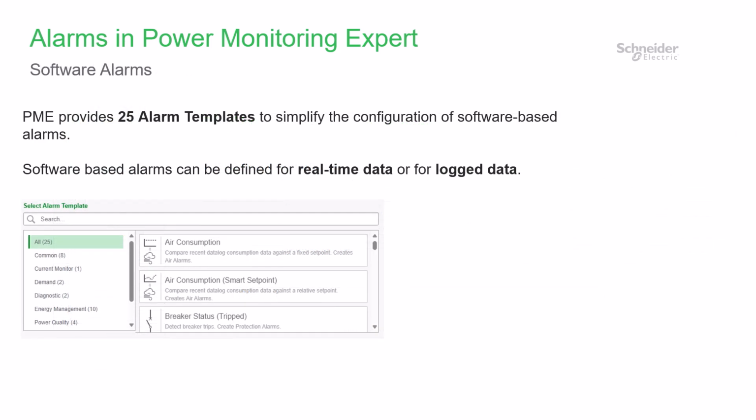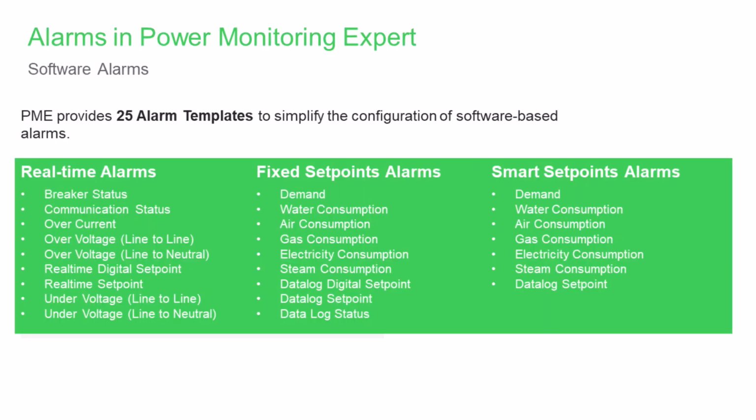For the software alarming, EcoStruxure Power Monitoring Expert offers 25 different alarm templates, which allow to easily define alarm definitions. They can be used to monitor real-time parameters as well as logged data for a wide range of applications. Please refer to the alarm's configuration video for more details about PME's software alarms.